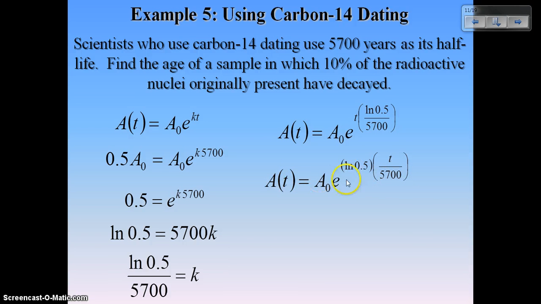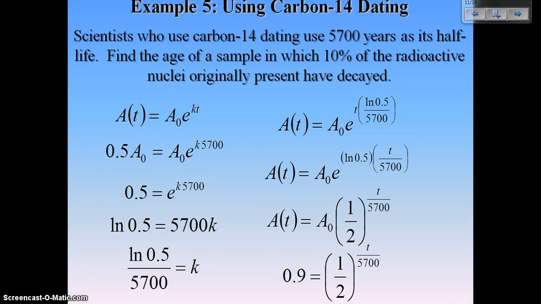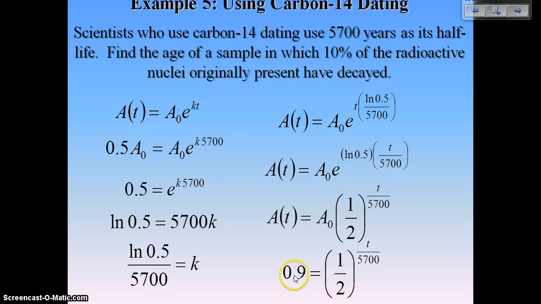I'll pull out the natural log of 0.5. We can then take the e and the natural log, they'll cancel out, and so I just have 0.5 right here, or 1/2 to the t over 5700. This is another form of a half-life formula that you might see at some point or another. Now again, I only want 10% to have decayed, so if that is the case, notice that I have 90% left, or 0.9. Now we solve for t.